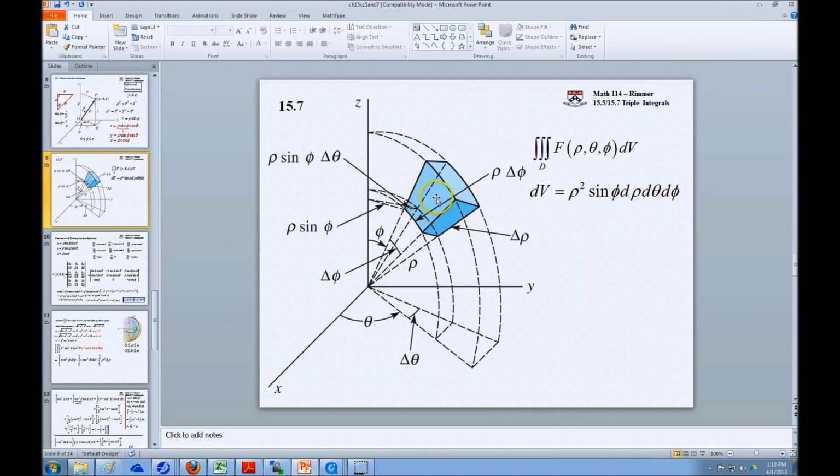Here's the sort of geometric way to see it. Infinitesimally, this will look like a cube, and there'll be 3 dimensions: the length, the width, and the height. And it turns out that the height will be considered as d rho, the change in radius. The thickness here is this distance here, and that's a piece of arc length. And then we have the other distance is the distance here. And it turns out that what we have is rho squared sine phi, d rho d phi d theta. To understand it better, let's just go with the Jacobian.